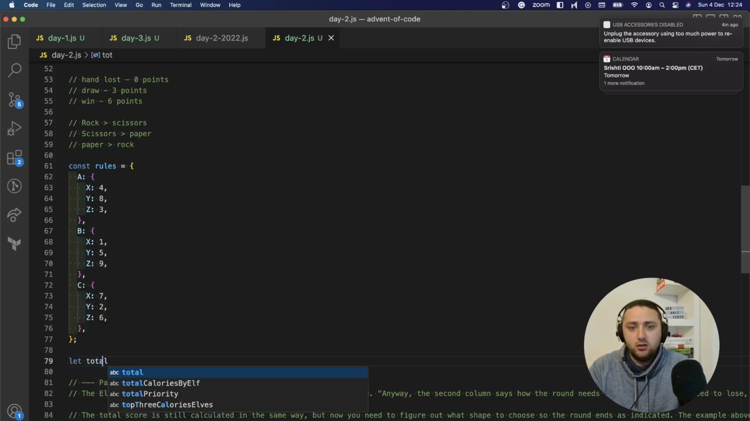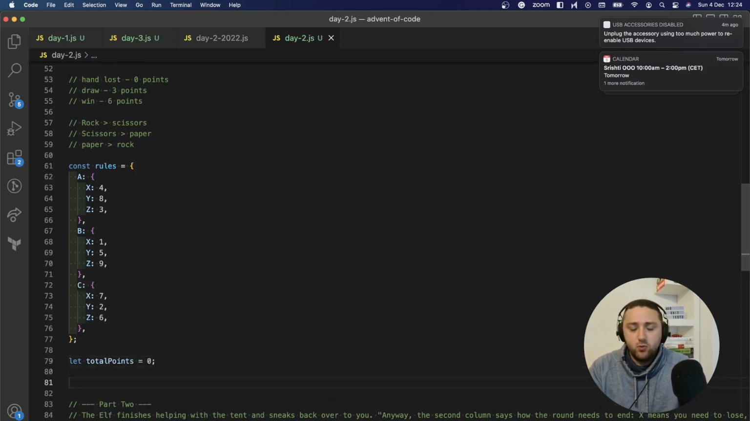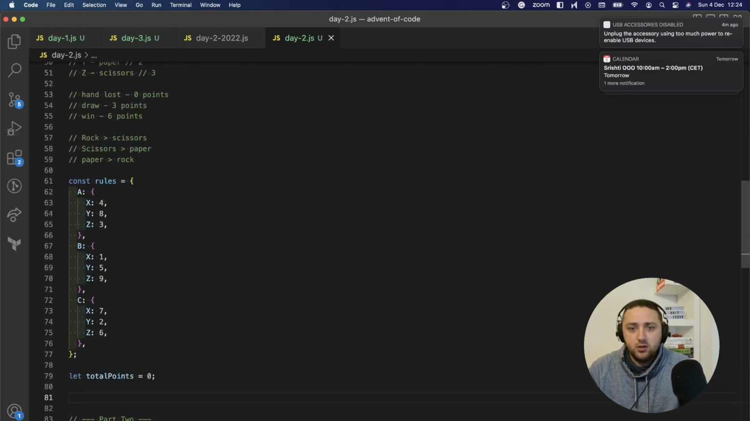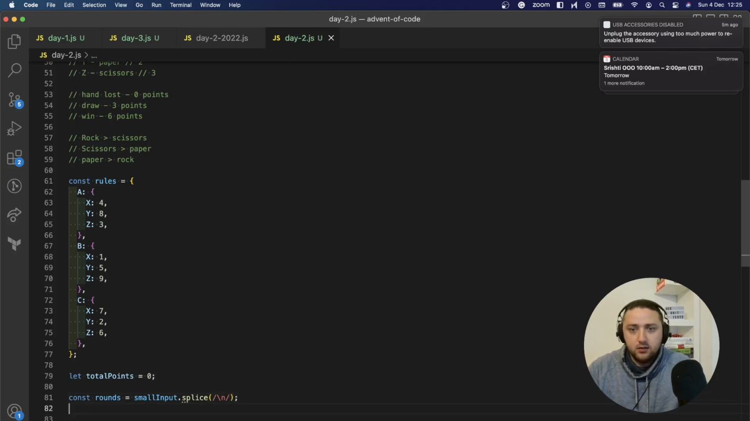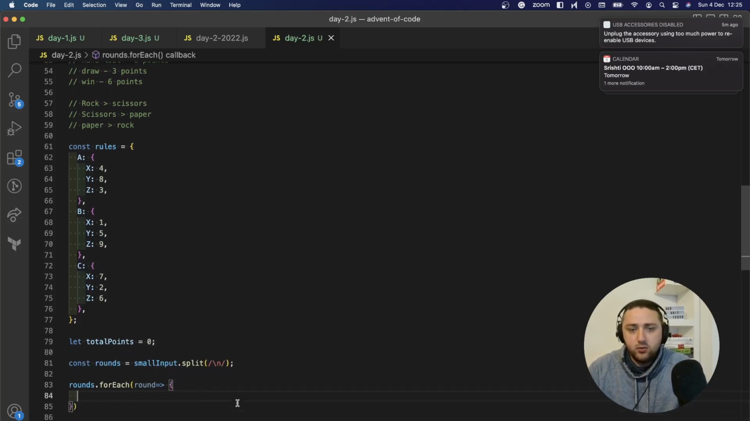So let's say total points starts with 0. We need our small input. So let's create our line rounds, our small input, and we split the lines, not splice, split. And then we do a for each round. And we get our opponent's hand, which is the first character in the round. And our hand is the last character inside the round string.